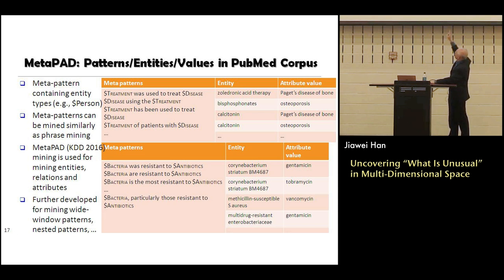Then with this, you can find lots of treatments with certain diseases, those pairs. You can find a huge number of pairs. If you look at this, these bacteria were resistant to certain antibiotics. As you go through PubMed, you automatically find not only this pattern but also those pairs. So you can find lots of things, statistics and claims, using this pattern mining approach.